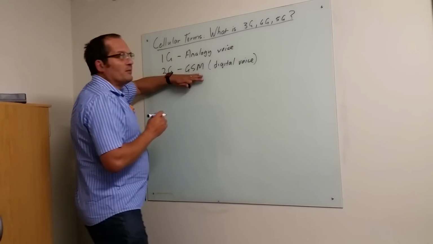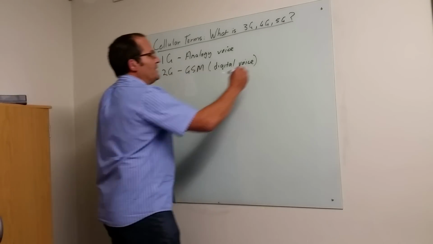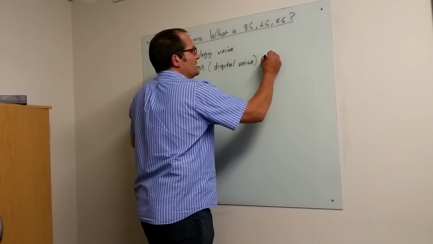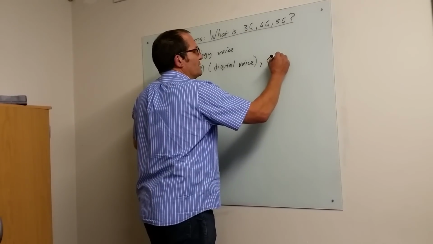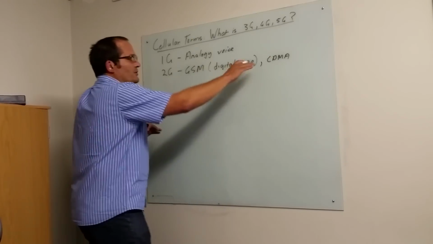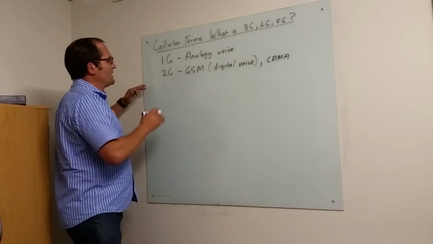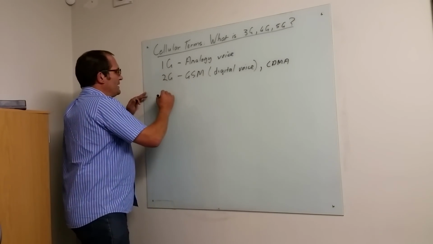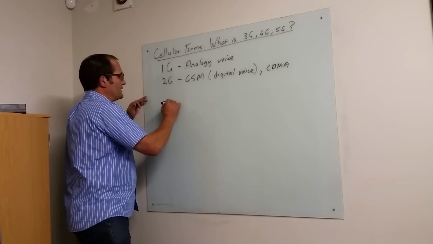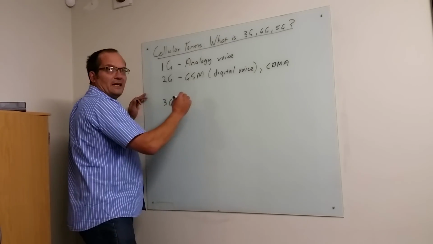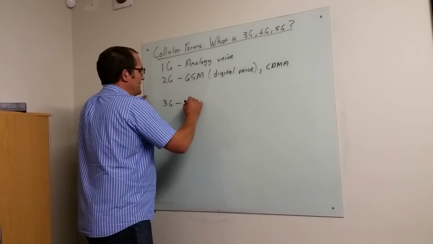This was a very generic one that was defined in Europe, and in America they had things that were called CDMA, AMPS and so forth. So many terms which define the standards, but that was second generation, digital voice. And then came third generation, which was really data, cellular data.